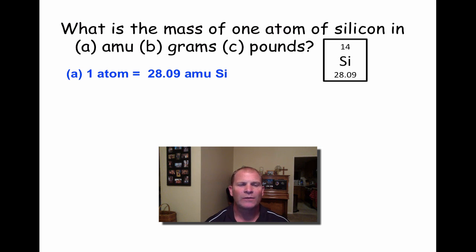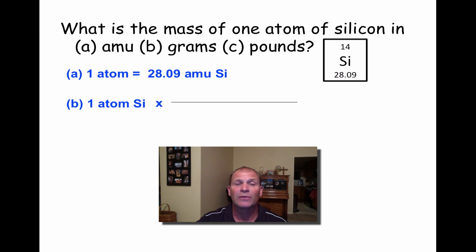But I want to know what is the mass of one atom in grams. So we're going to move across our roadmap. We're going to start out with one atom of silicon and realize to get from atoms to mass, or grams, we must move through the mole. Our first conversion factor is we know that 1 mole is equal to 6.022 times 10 to the 23rd of anything. In this situation, we're talking about atoms. That's Avogadro's number, equals 1 mole of silicon. So I've moved from atoms to moles.